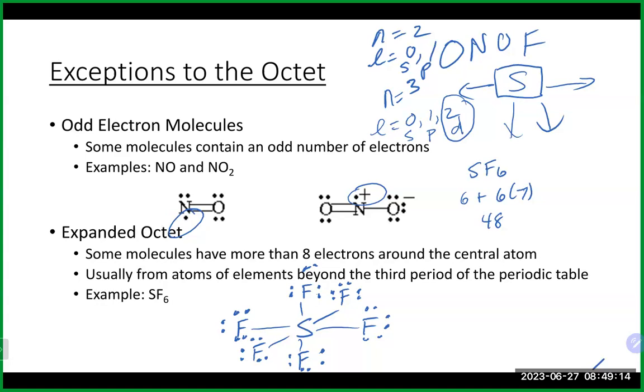So why don't you draw a couple of these here? Let's do BrF5. Let's do ClF3. And let's do XeF4. All right, draw the Lewis structures for those.